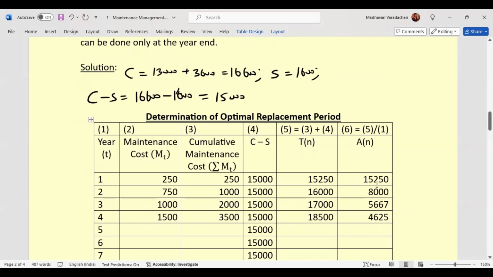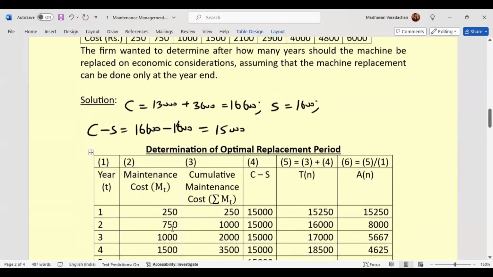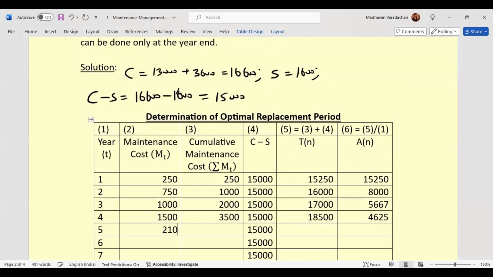I'm doing this since the average cost keeps getting reduced. The time when it increases, I will stop, and the previous period will be the optimal period to do the replacement. That is how we conclude. Next one, 2,100 is provided for the fifth year. So cumulative will become 5,600, and the total will become 20,600. So 20,600 divided by 5 years, we get 4,120.